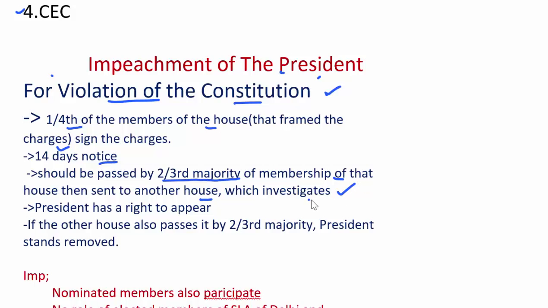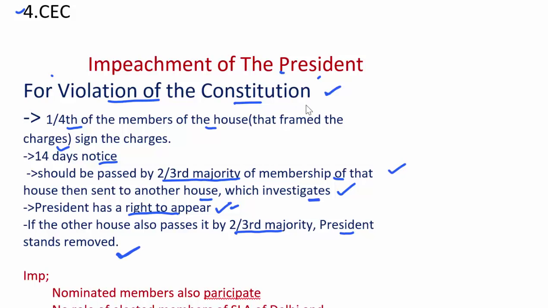It is only in the next House that investigation begins. If the process has started in Lok Sabha, then Rajya Sabha investigates, and if the process has started in Rajya Sabha, then Lok Sabha investigates. In any case, the President has a right to appear and to be represented. He has a right to present his case, present his argument, and if the other House also passes it by 2/3 majority, the President stands removed.